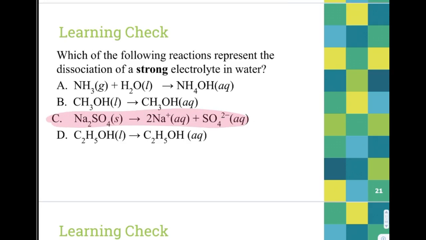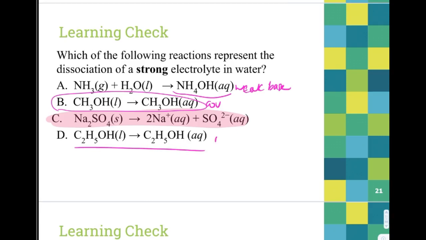So here, this is a weak electrolyte. We will talk about that a little bit later when we talk about bases, but this is a weak base, and so it doesn't break apart 100% into ions. This is a covalent compound, not an ionic compound. And again, this is a covalent compound, not an ionic compound. Sodium sulfate is your only ionic compound that is soluble.